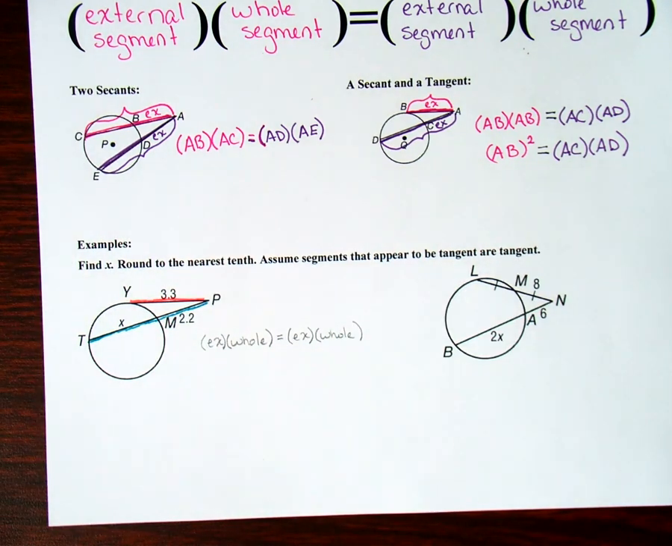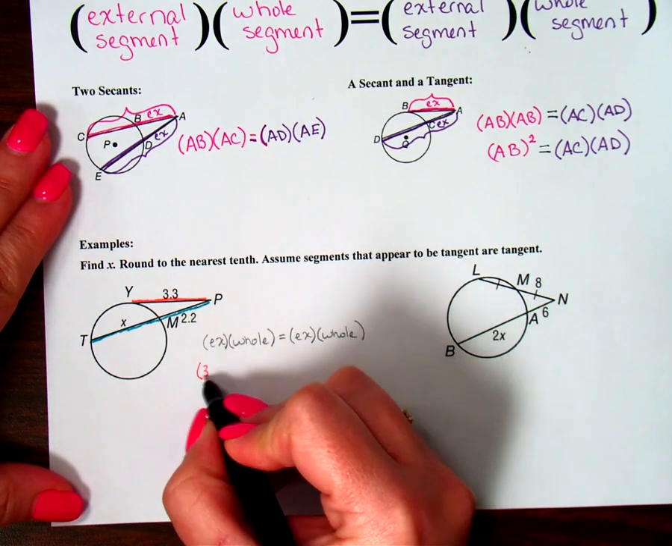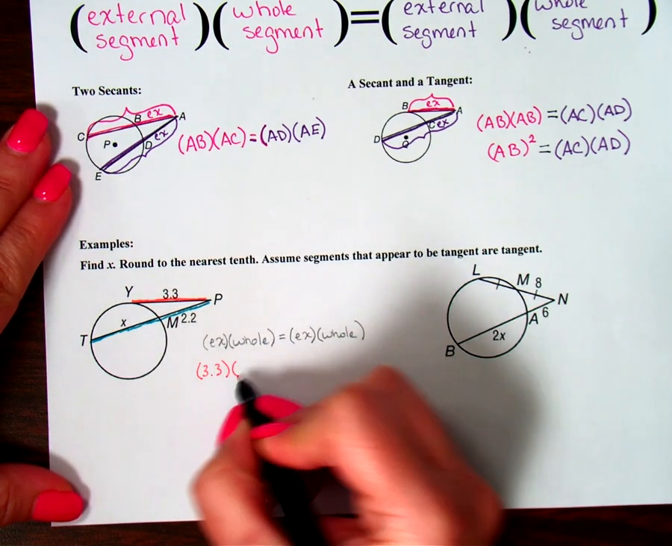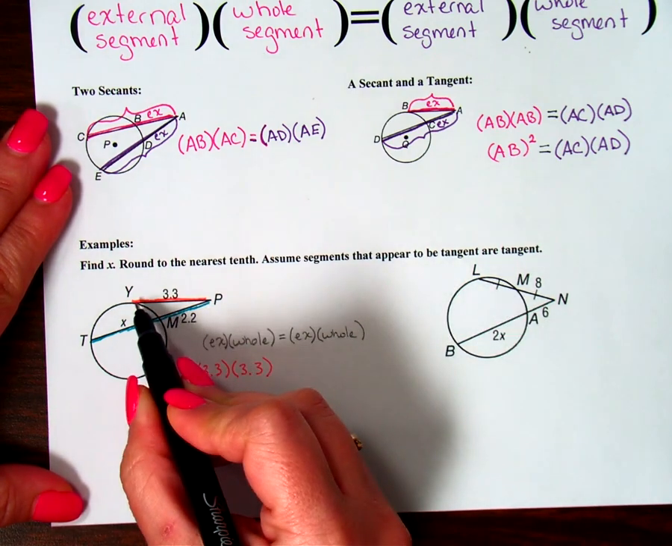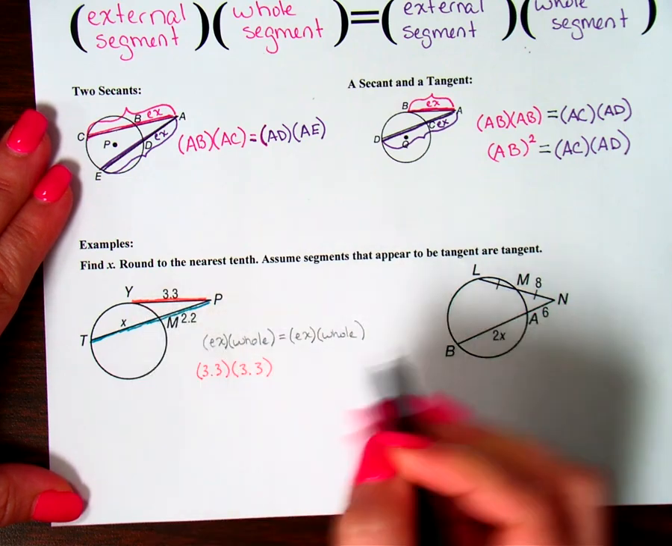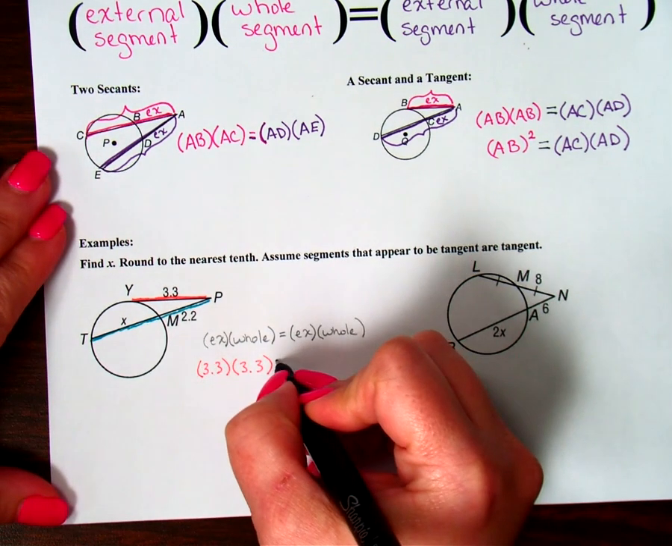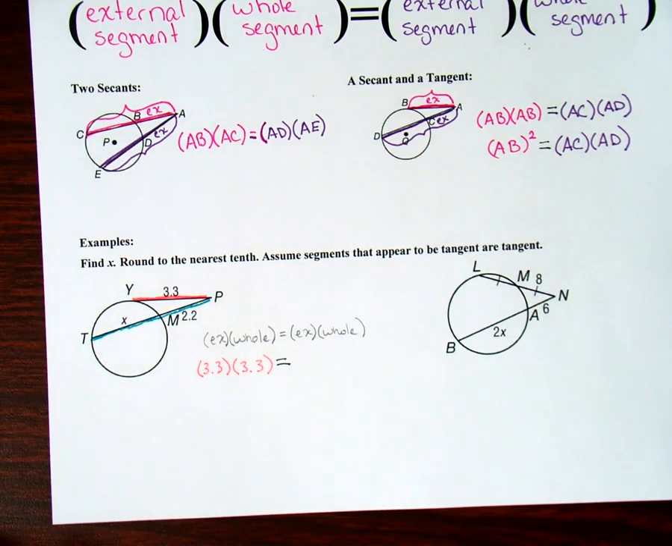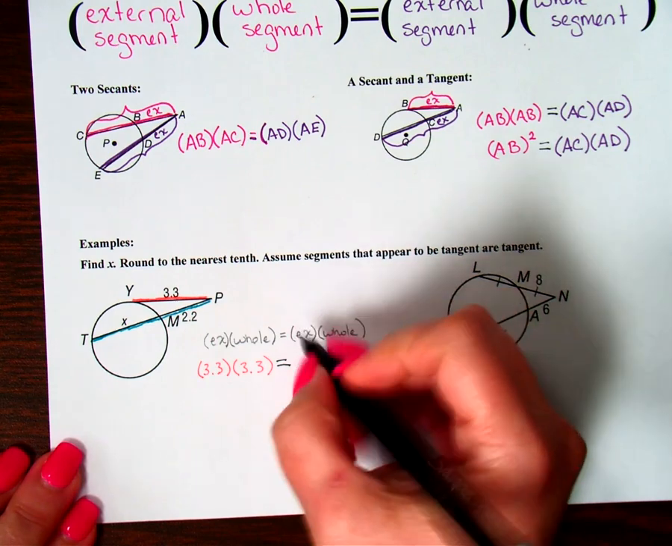All right, so when I look at the first one, my external is 3.3. My whole is also 3.3. Anytime you have a tangent segment, the whole and the external are the same. That's going to be equal to, all right, let's look at the other segment. The other segment, the external piece is 2.2.